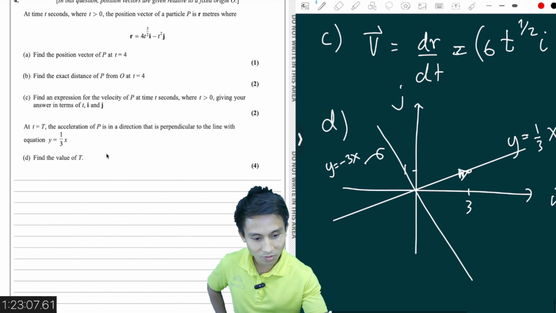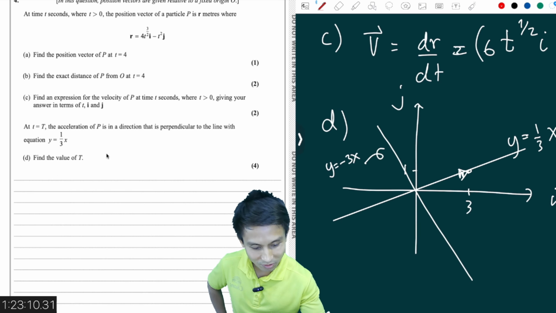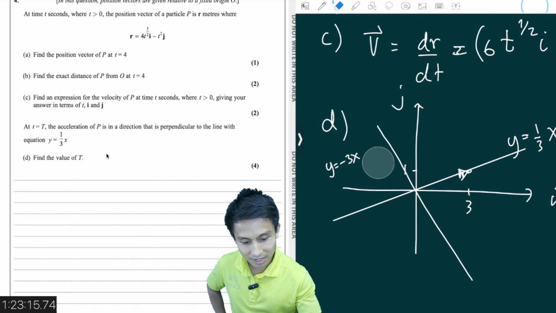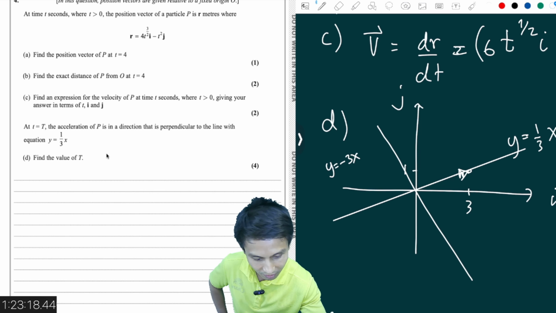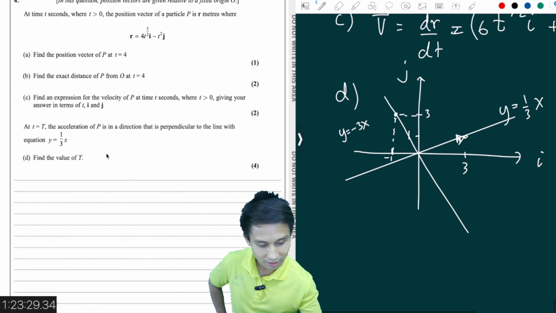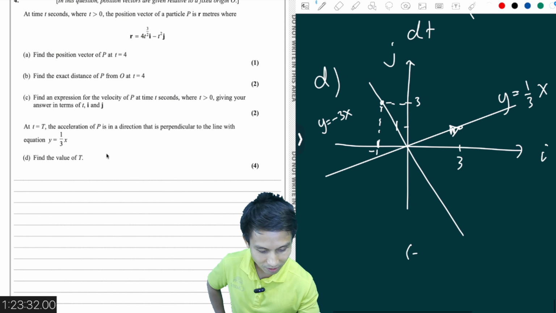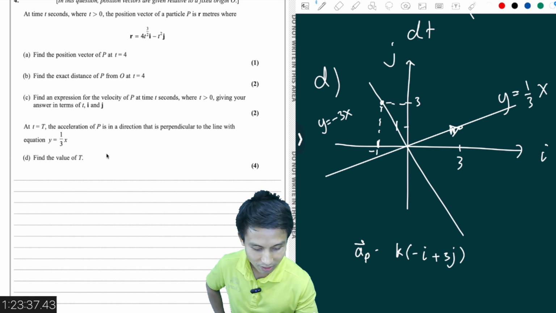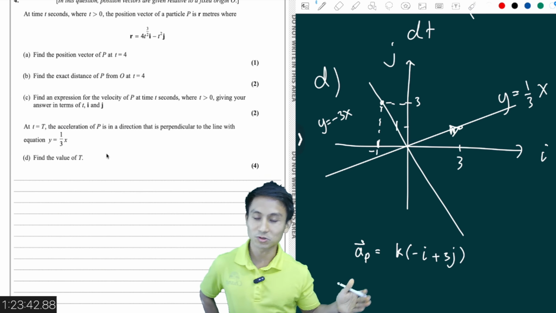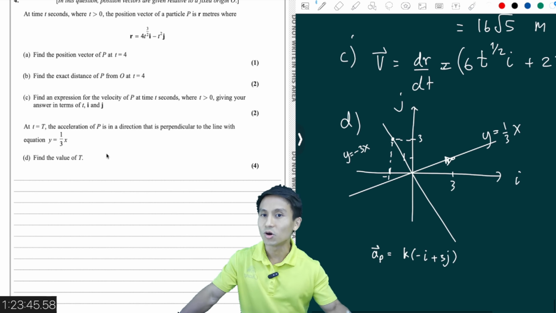Okay, so let's take one point on that, the same approach here. Say x is -1, then y will be 3. So we take this vector, -1, 3, using the same approach, -1i plus 3j. And that is the acceleration we need to put equal to a multiple of that vector, perpendicular to y equals 1/3 x.